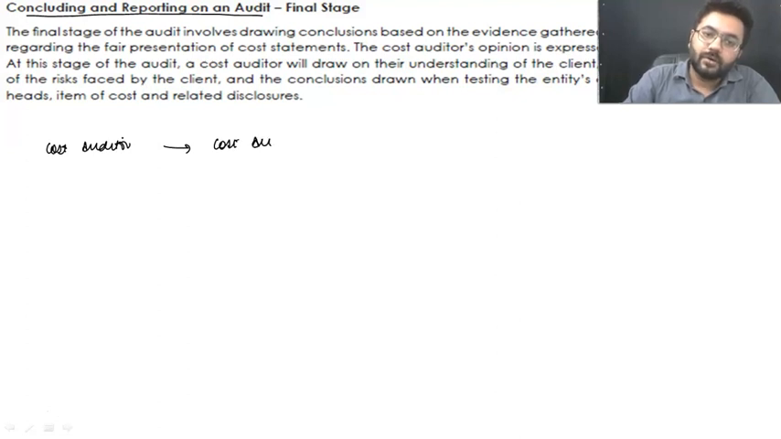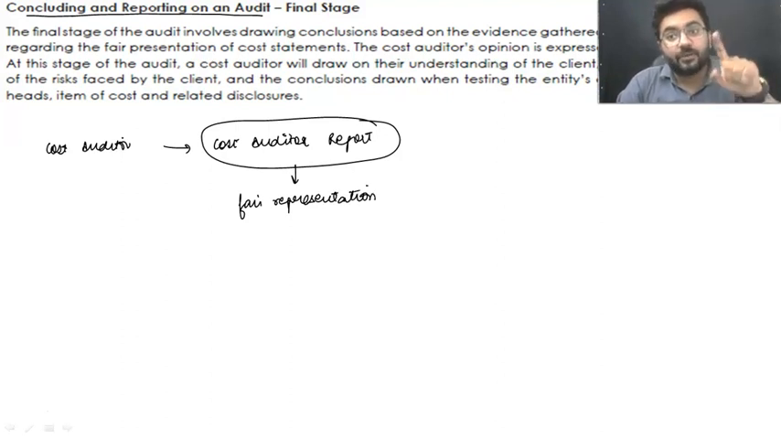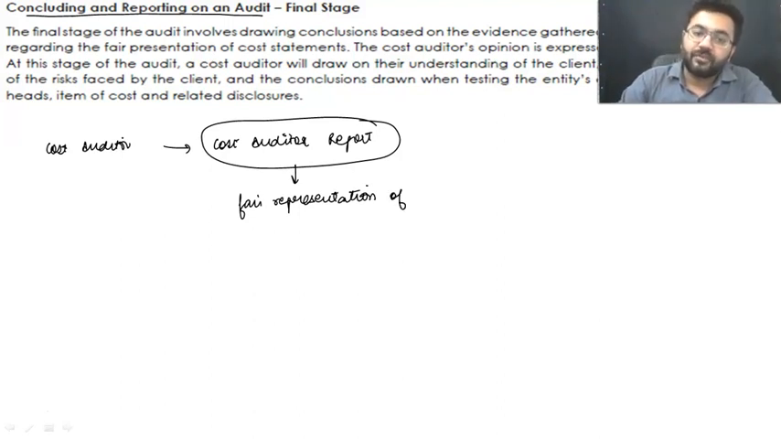Cost auditor report. He is going to prepare that kind of a cost auditor report. And my dear students, do remember that this cost auditor is going to prepare his report, and in this report he is straight away going to tell them where there is a fair representation. Do not write over here true and fair picture of financial statements. That was in statutory audit, not over here. Fair representation of cost statements.